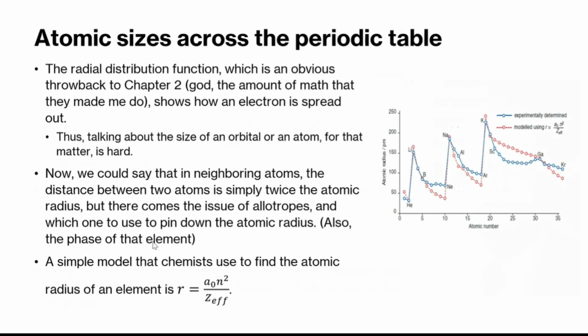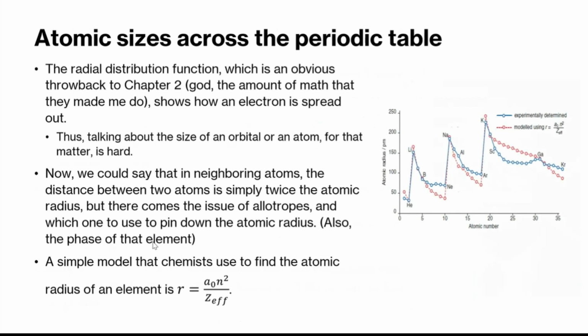Because it's kind of fuzzy, right? Because it's a distribution, talking about the actual size of an orbital or an atom for that matter is going to be hard. Now, some people might just say, oh, you can just grab a molecule with that atom in it, like O2, F2, and then the distance between those two atoms is simply twice the atomic radius.